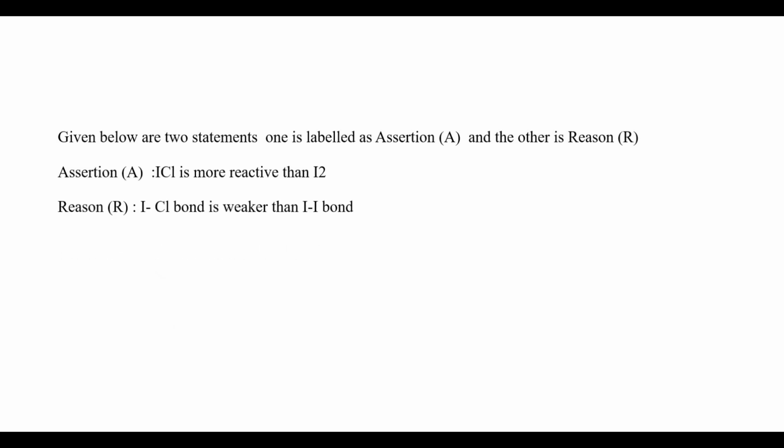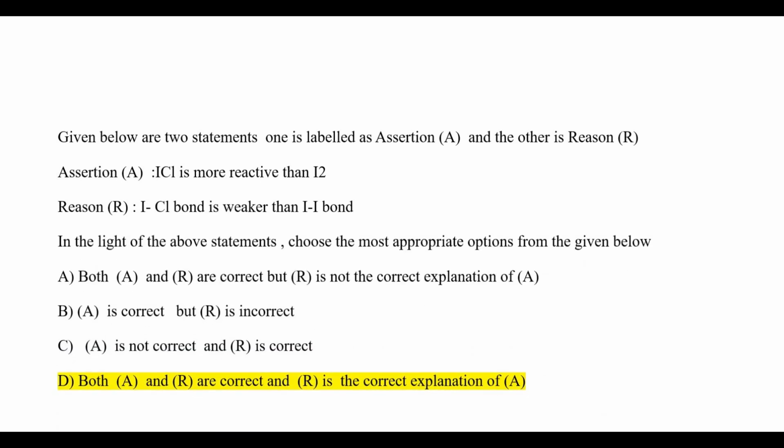Next question. Given below are two statements. One is labeled as assertion and the other is reason. Assertion A is: ICl is more reactive than I2. That is, the ICl molecule is more reactive than the I2 molecule. And the reason is given as: the ICl bond is weaker than the I-I bond. We have to find out the answer.